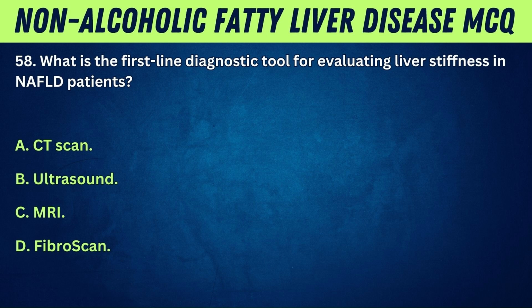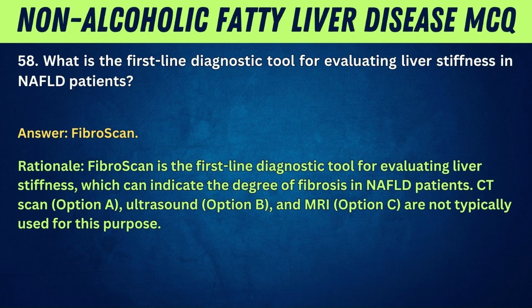What is the first-line diagnostic tool for evaluating liver stiffness in NAFLD patients? A. CT scan. B. Ultrasound. C. MRI. D. Fibroscan. Answer: Fibroscan. Rationale: Fibroscan is the first-line diagnostic tool for evaluating liver stiffness, which can indicate the degree of fibrosis in NAFLD patients. CT scan, option A, ultrasound, option B, and MRI, option C, are not typically used for this purpose.